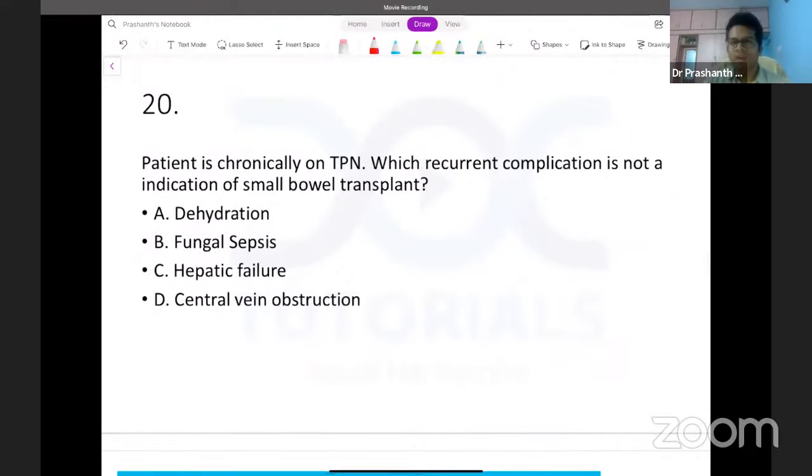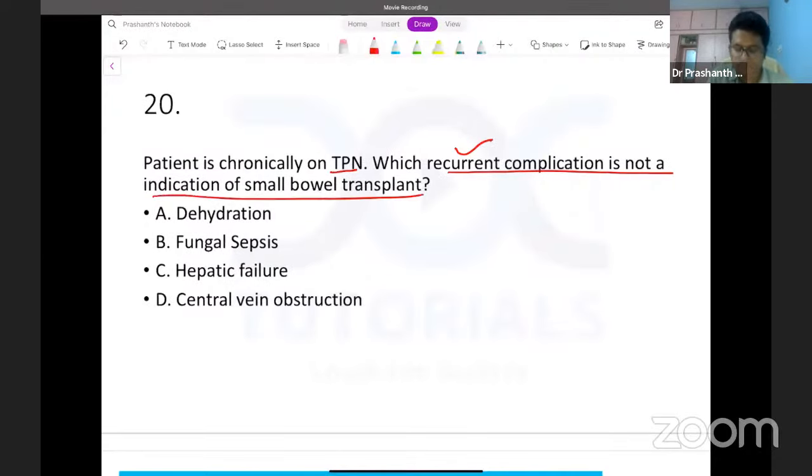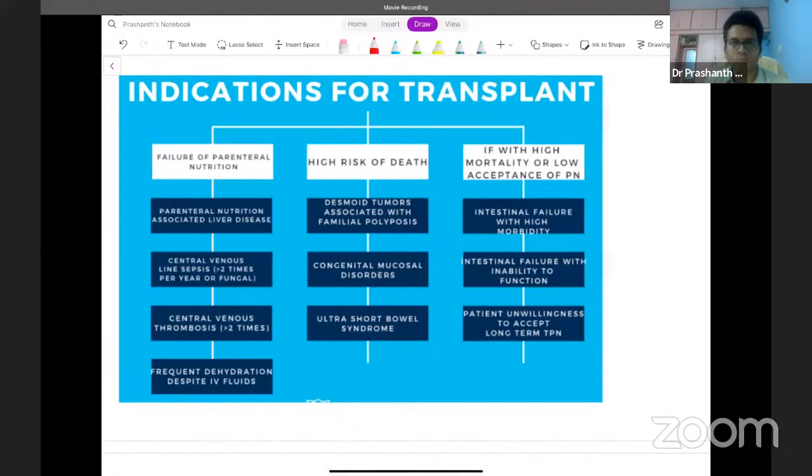Next, there is probably a similar question. A patient chronically on total parenteral nutrition has recurrent complications. Which of these recurrent complications is not an indication for small bowel transplant? Recurrent dehydration, recurrent fungal sepsis, recurrent hepatic failure, recurrent central vein obstruction. Actually, all of them are an indication for small bowel transplantation. So what I would suggest is, know that this question has been asked. It may be slightly different. So what I would want you guys to do is go through this table once. What are the indications of small bowel transplant?